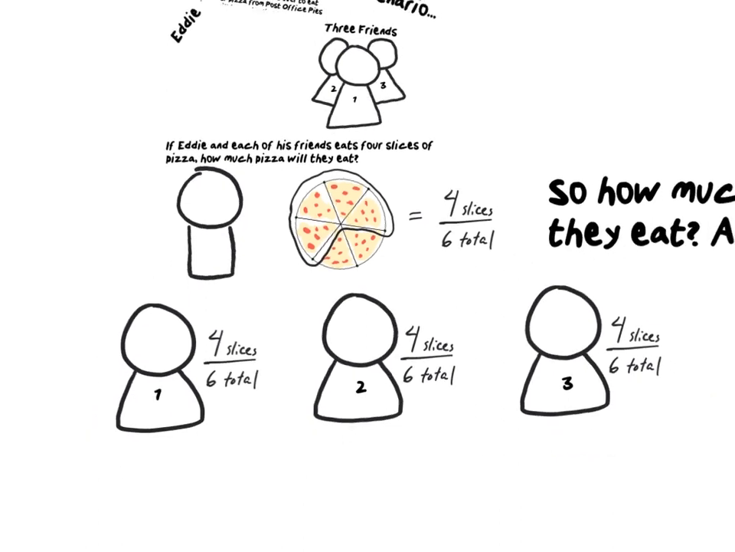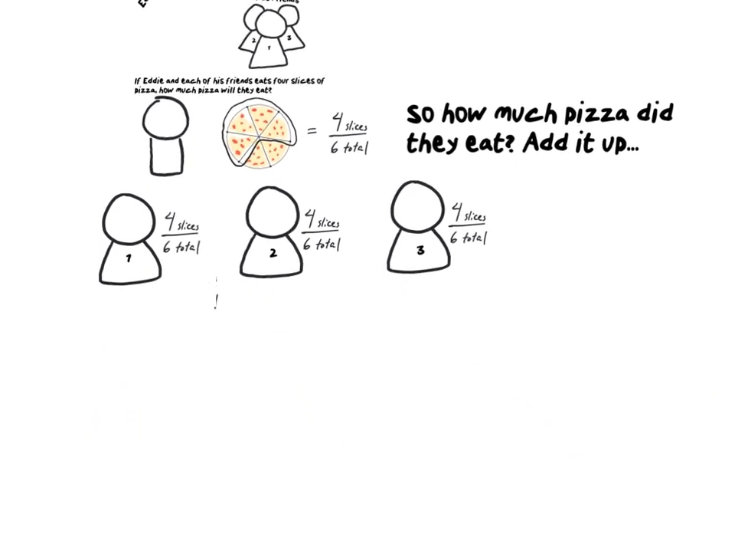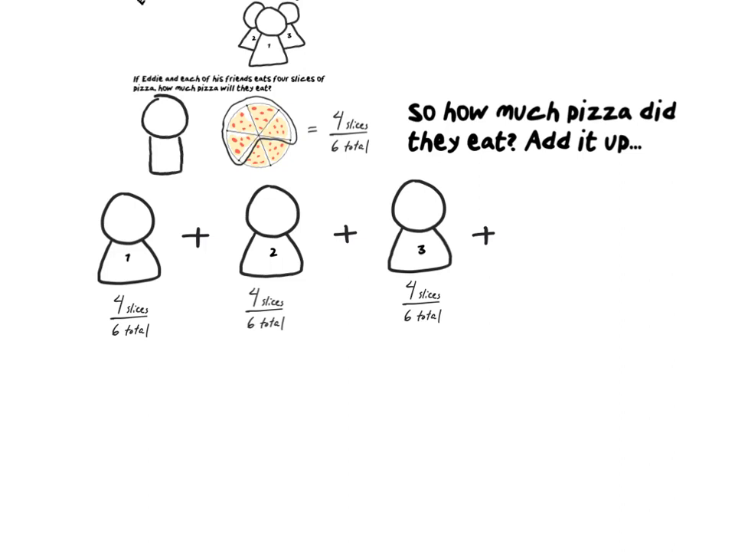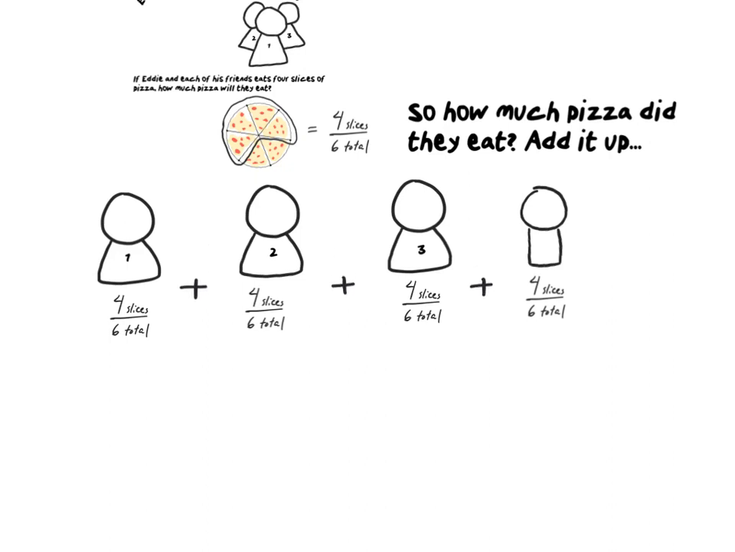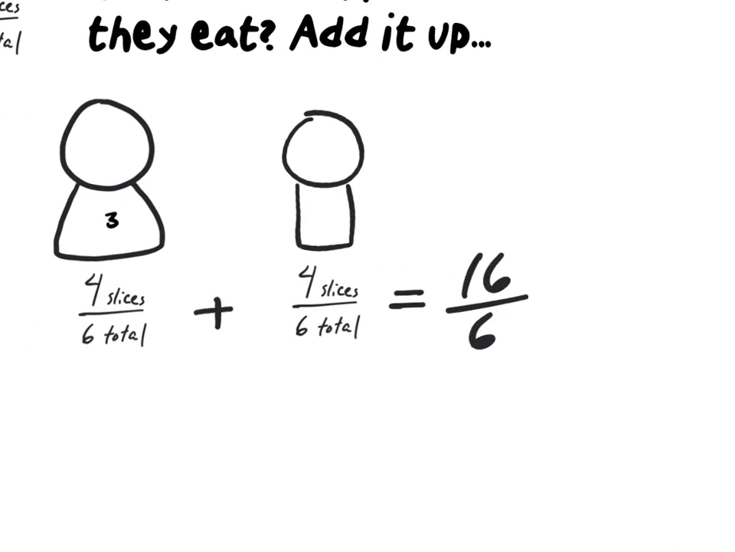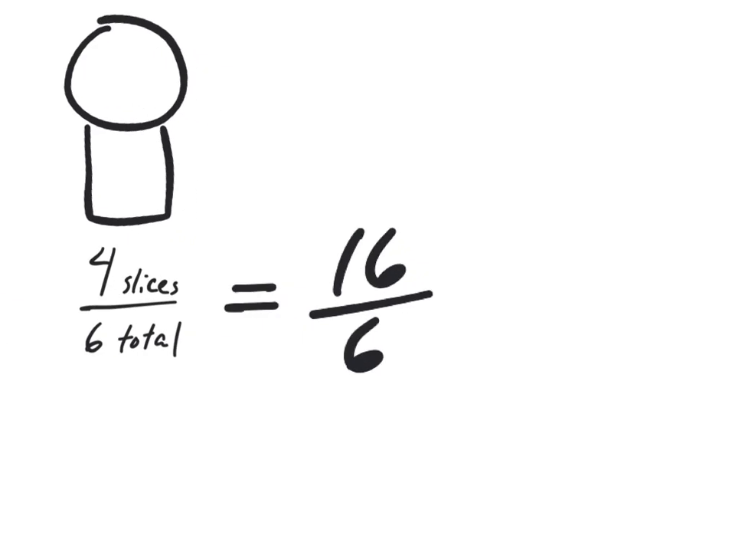So how much pizza did they eat? Let's add it up. And don't forget, Eddie is also eating 4 slices of pizza. So if I add all of my fractions, that should give me a total of 16 slices over 6 total. So the numerator 16 represents the part, and the denominator of 6 represents the whole.